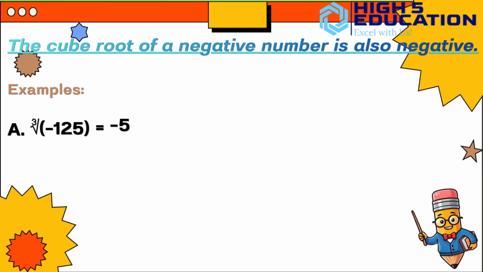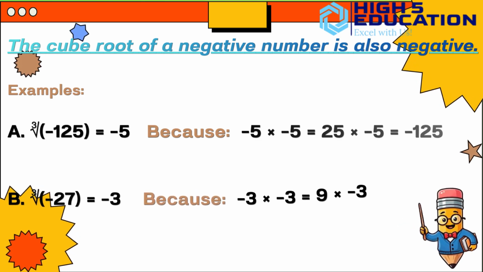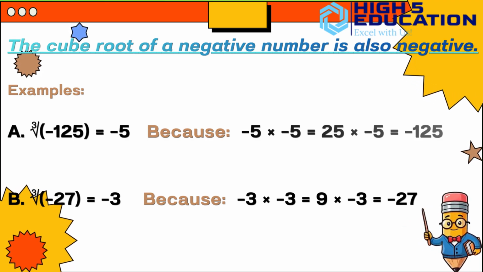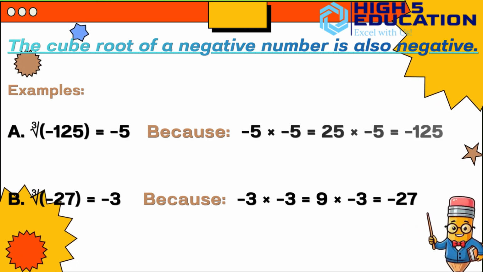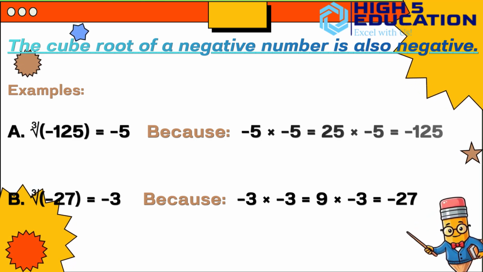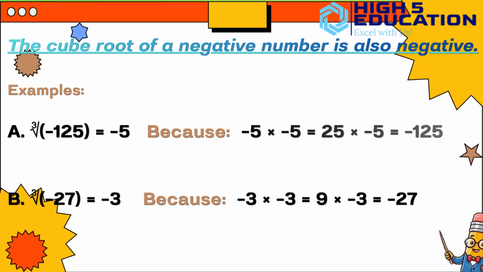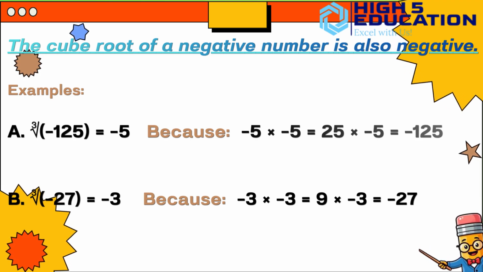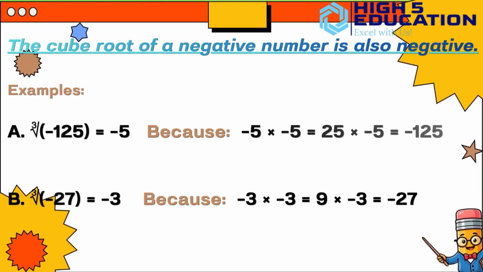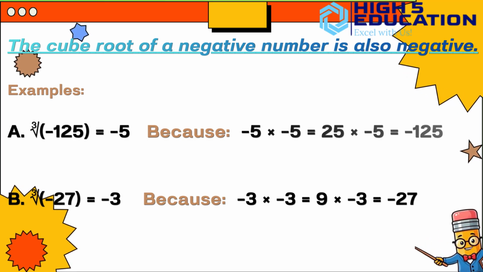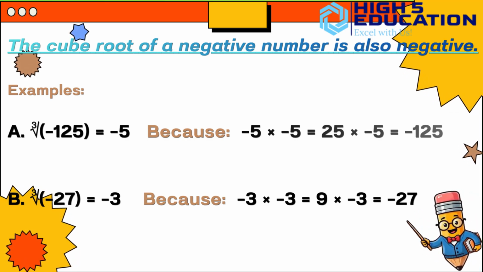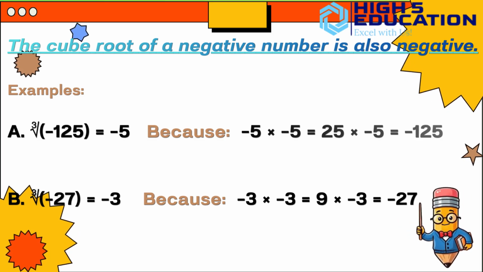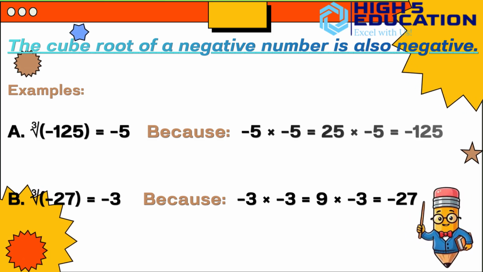Number 2. The cube root of a negative number is also negative. Examples. The cube root of negative 125 is equal to negative 5, because negative 5 times negative 5 equals positive 25, then times negative 5 equals negative 125. Next, the cube root of negative 27 is negative 3, because negative 3 times negative 3 equals positive 9, then times negative 3 equals negative 27.